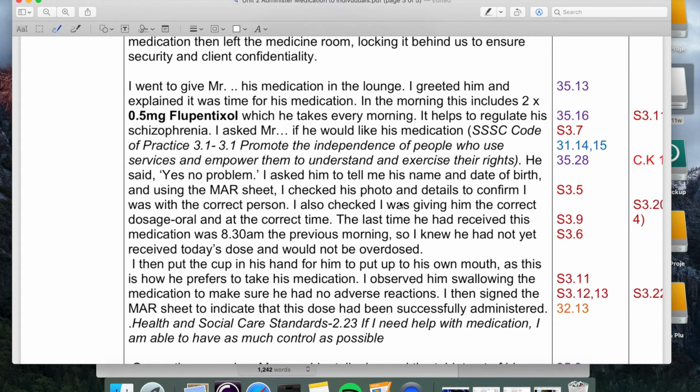Then you can say, I went to give Mr. So-and-so his medication in the lounge. It could be anywhere. I greeted him and explained it was time for his medication.